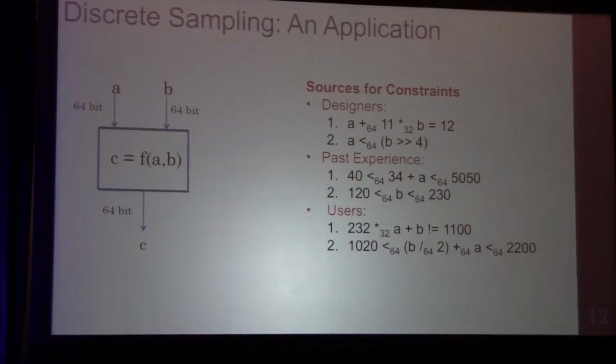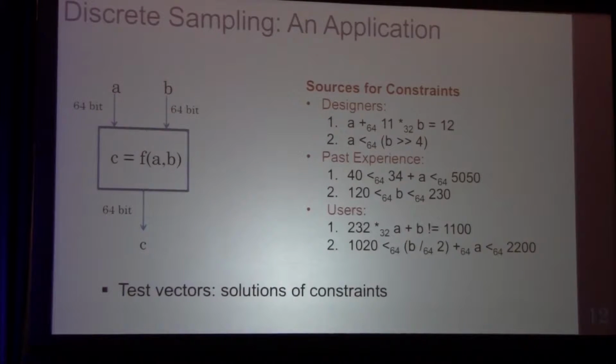Or somebody might say that as long as A as a 64-bit quantity is less than B right shifted by 4 bits, that's the count that I care about. So typically, people who are either designing these blocks or who are using these blocks, they would come up with hundreds of such conditions. So these are the cases that I care about. And then what you want to do is take all of these and say, let's solve all of these constraints together. These are just constraints in some logical system. Let's solve all of them together, and whatever solutions we get from there, those will be our test vectors because those satisfy all of the requirements that the designers and users give.